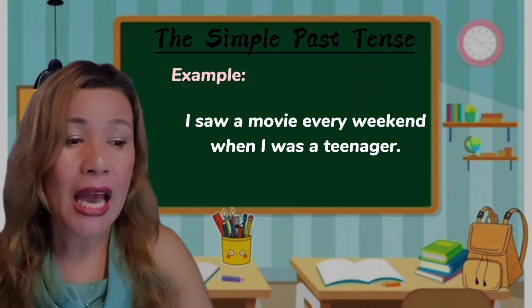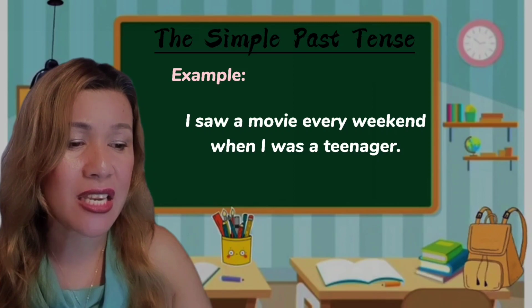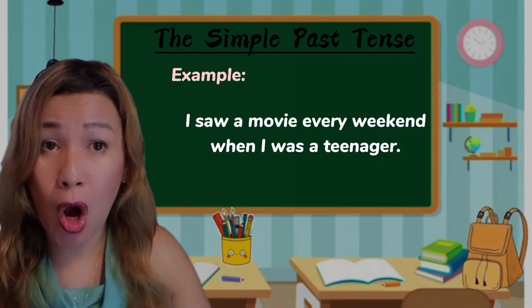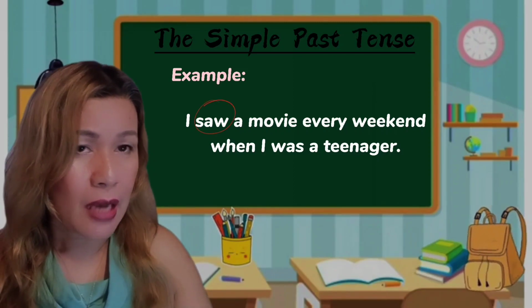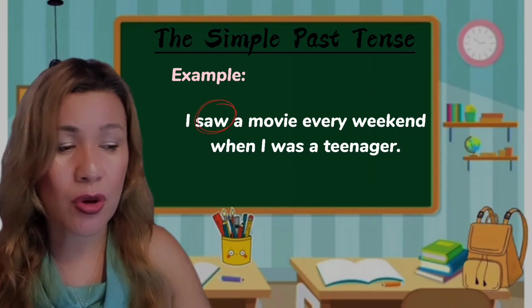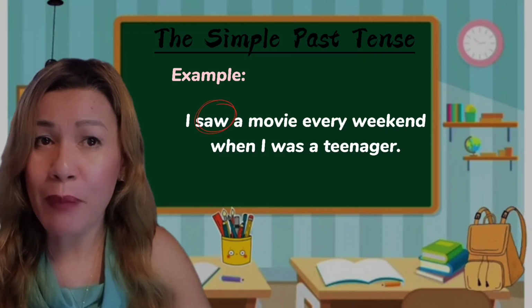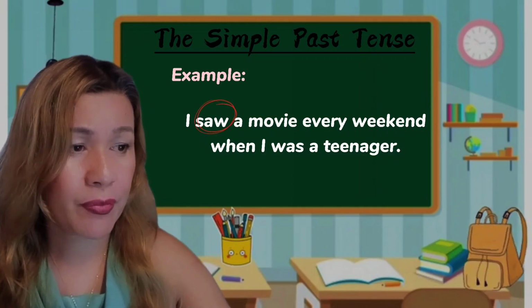Another example. I saw a movie every weekend when I was a teenager. I saw is our verb because the action is already completed. So we need to have a past or simple past verb for it.